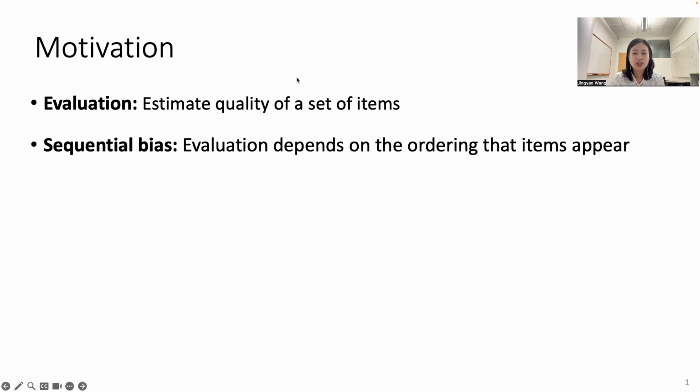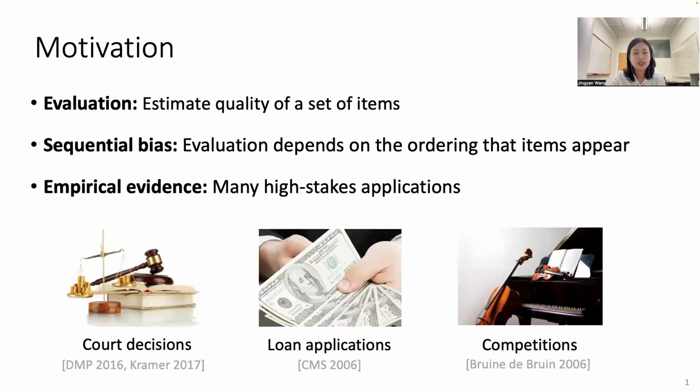Here we are considering a set of high-stakes decision-making problems where the goal is to estimate the quality of a set of items. By sequential bias, we mean the evaluation outcome depends on the ordering in which items appear. There is a lot of empirical evidence to suggest sequential bias actually exists in many applications, such as court decisions, loan applications, and various competitions.